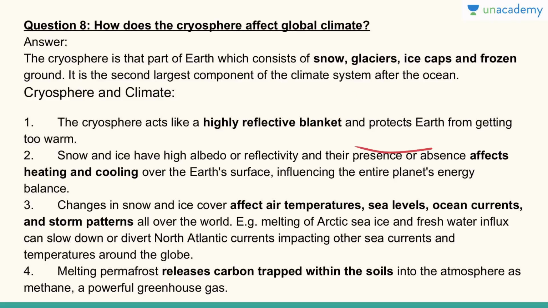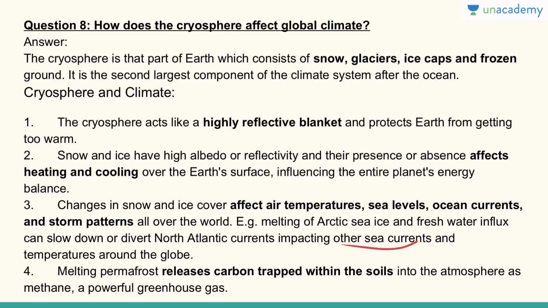And their presence or absence will affect the heating and cooling over the earth's surface. So more the snow, more it will be reflected back and less the temperature will rise. And that's why they will influence the entire planet's energy balance. Then changes in snow and ice cover will affect your air temperature, sea levels, ocean currents, storm patterns all over the world. For example, melting of Arctic sea ice and fresh water influx can slow down or divert the North Atlantic currents. It will impact other sea currents and temperatures around the globe.